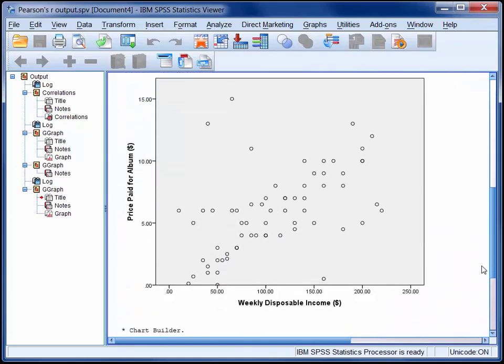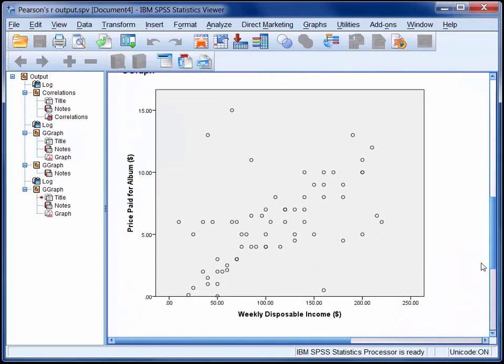So here is the first scatter plot. And if you ignore a few outliers above and below the main cluster of points, you can clearly see a positive linear association between price paid and weekly disposable income. So this is what a correlation of around 0.517 looks like.